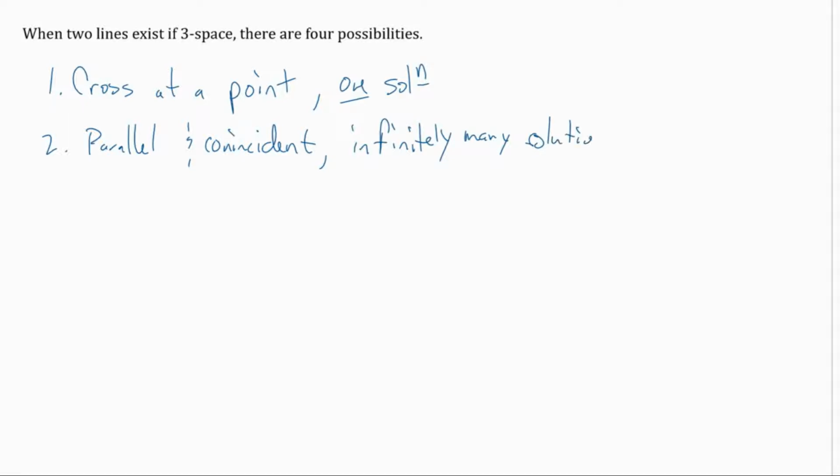So again, there's a geometric interpretation and the number of solutions. Those are two of the possibilities. The third is they are parallel and distinct, and there's no solution. And the fourth, I'm going to leave out for now because I want you to think about it.